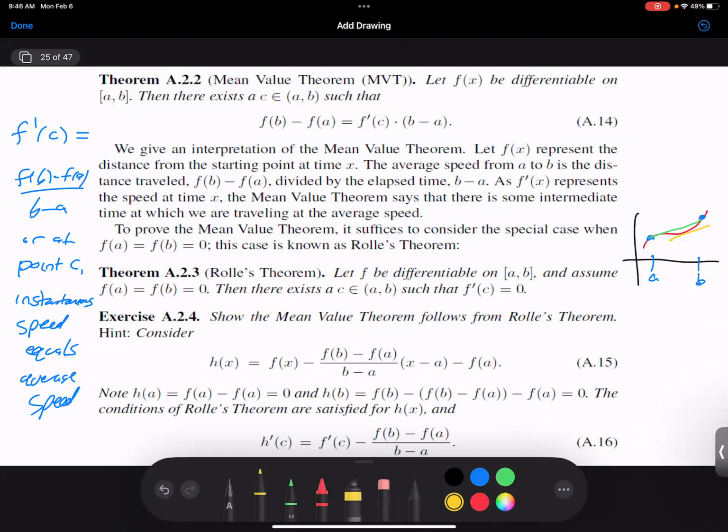Let's say you're always traveling at 50 miles an hour. At some point in time, are you traveling at 50 miles an hour? You should be laughing, right?